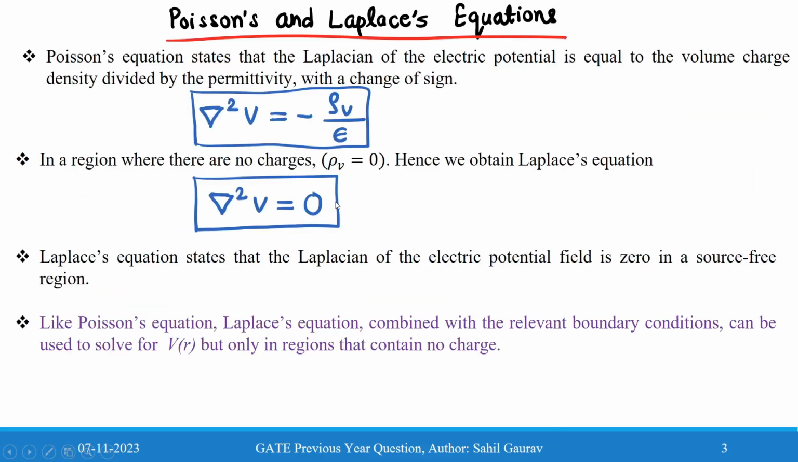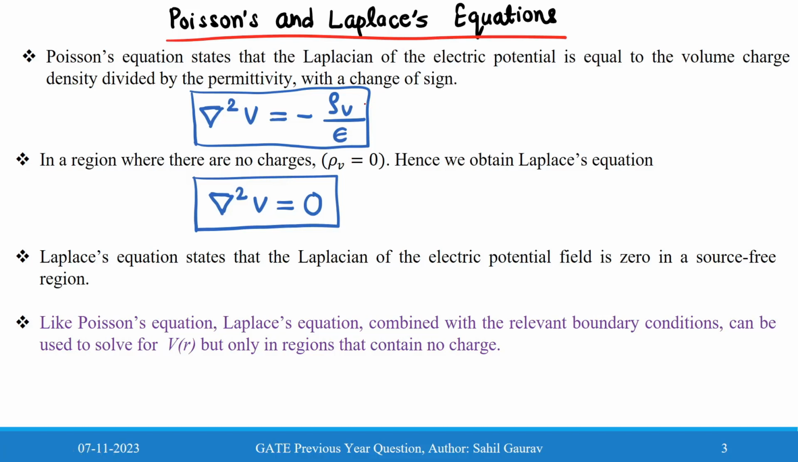Now let us see what Poisson's and Laplace equations are. Poisson's equation states that the Laplacian of the electric potential is equal to the volume charge density divided by the permittivity with a change of sign. That means del square V is equal to minus rho v divided by epsilon. Now if in a region there are no charges, that means rho v is equal to 0. Hence Poisson's equation is converted to Laplace's equation, which is del square V is equal to 0.